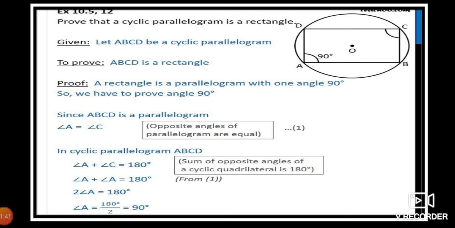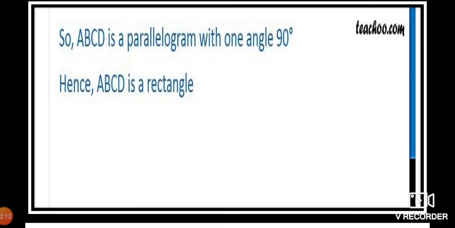That is equation number 1. In cyclic parallelogram ABCD, angle A plus angle C, opposite angles, are 180 degrees. Angle A equals angle C, in the beginning itself I said this already. Because of that, instead of angle C we put angle A, so angle A plus angle A equals 180 degrees. So 2 angle A equals 180 degrees. So angle A equals 180 degrees divided by 2 equals 90 degrees. So ABCD is a parallelogram with one angle 90 degrees. Hence ABCD is a rectangle.